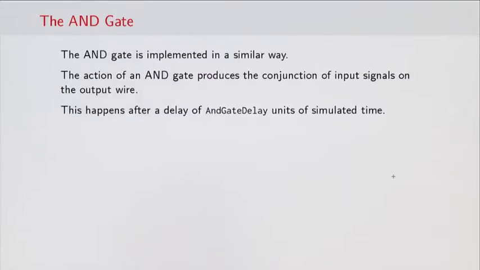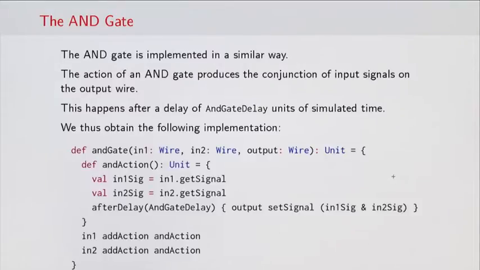The AND gate is implemented in a similar way. The action of the AND gate then would produce the AND, the conjunction of the input signals of the output wires, and it would happen after a certain delay, call it AND gate delay, units of simulated time. So that gives us the following implementation here.